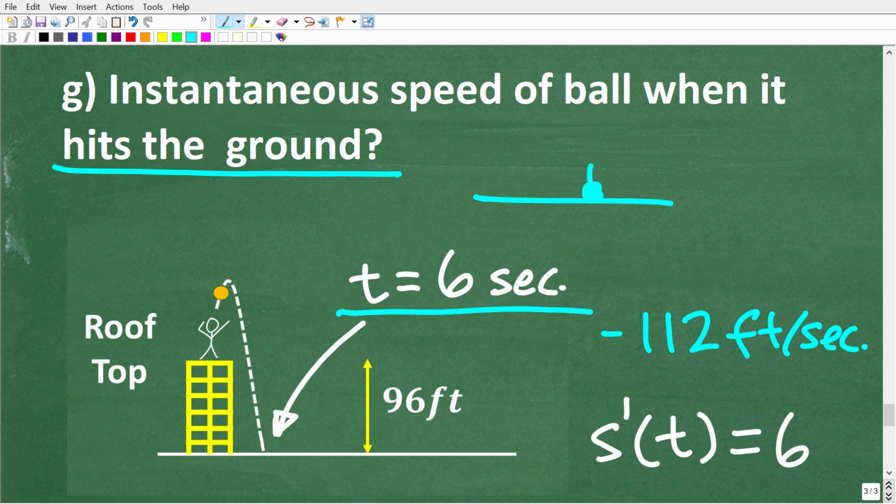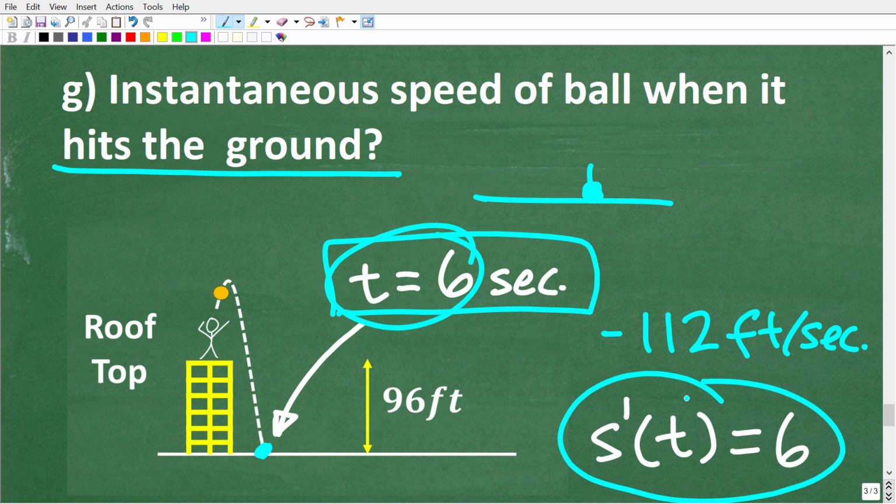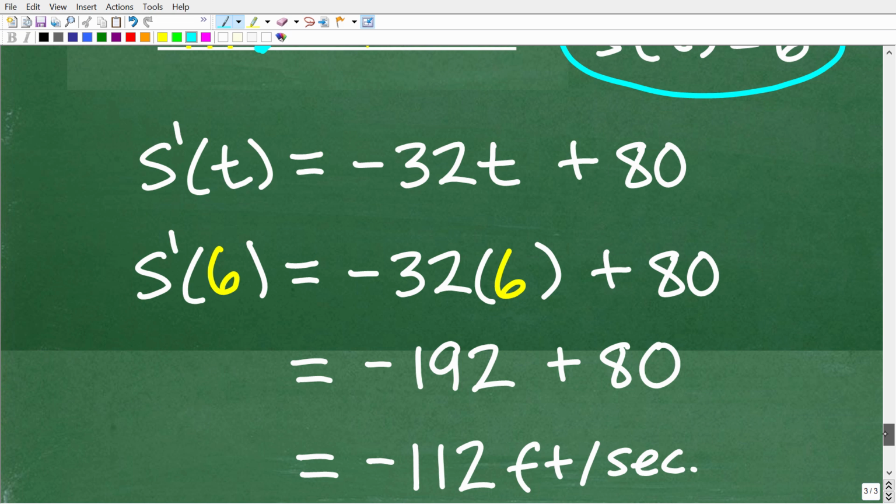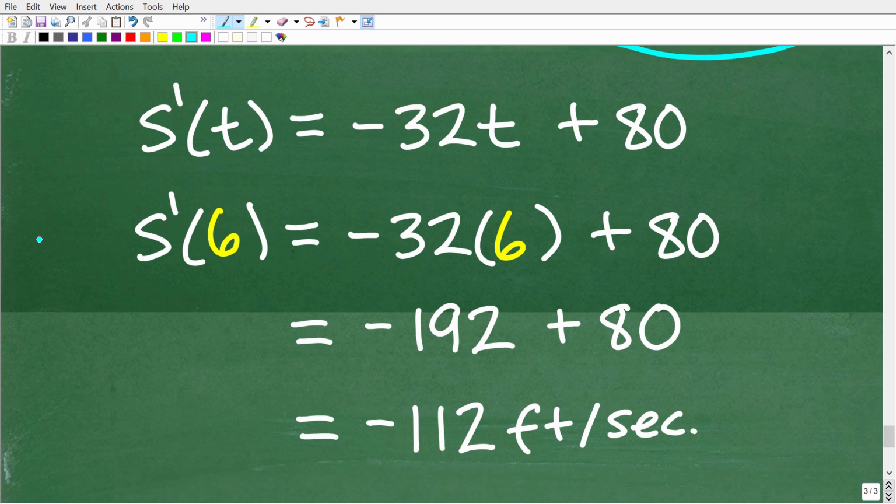So recall, we determined that the total flight time of this ball is 6 seconds, right? So 6 seconds is when the ball comes to rest. So all we have to do is determine the velocity at 6 seconds, the instantaneous velocity. And the correct answer is negative 112 feet per second. So once again, we're going to use the first derivative of the position function to tell us instantaneous velocity. So we'll find S prime of 6.